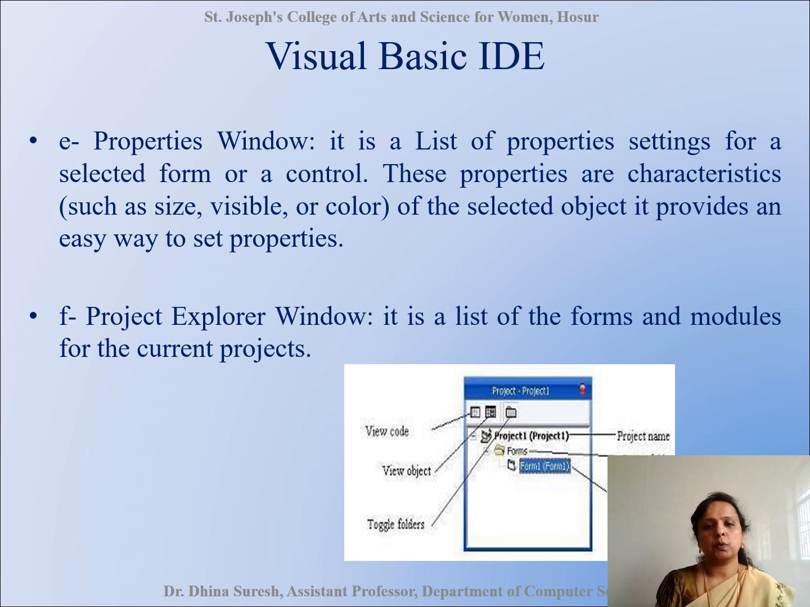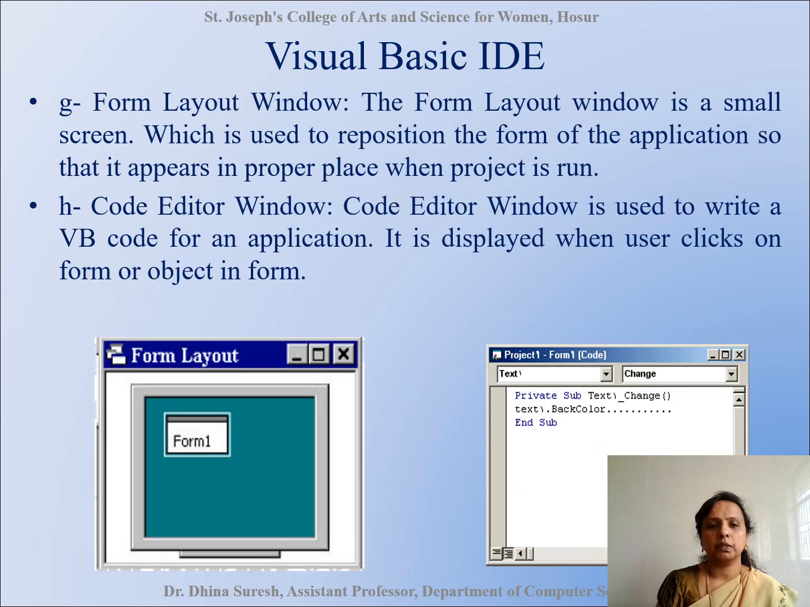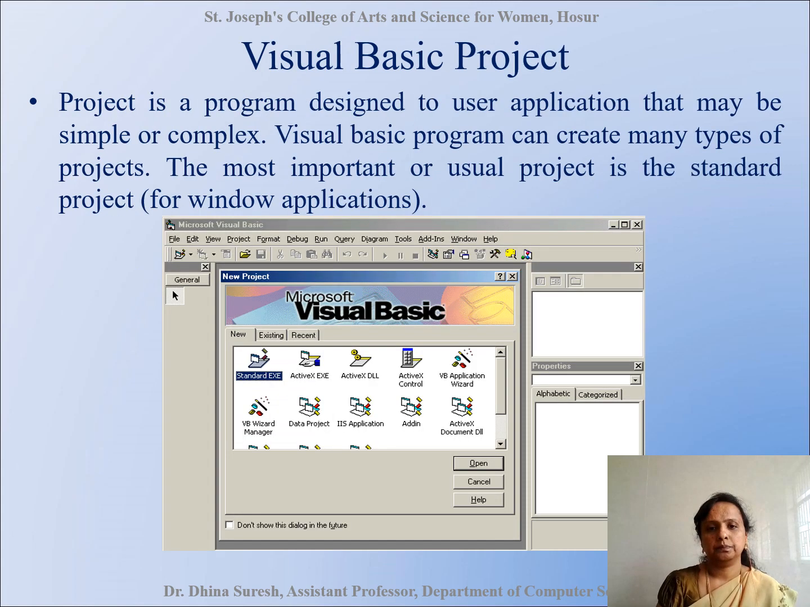Next is a project explorer window. It contains a list of forms and the modules in the project, how many forms we are using. So to know more about the project which we are dealing with, we can see the project explorer window. Next is a form layout window. This is a small screen where we can see how our form will be displayed during the runtime. The code editor window is where we type the codings, the programs for the particular tool.